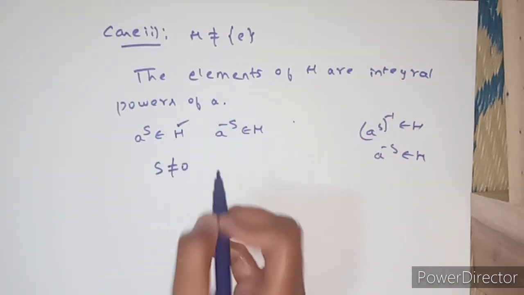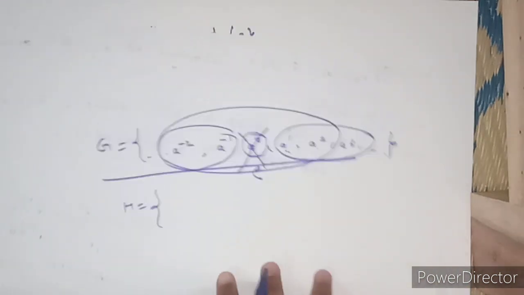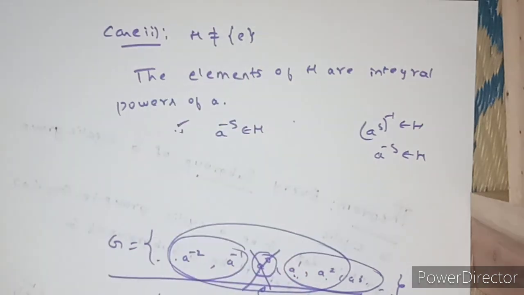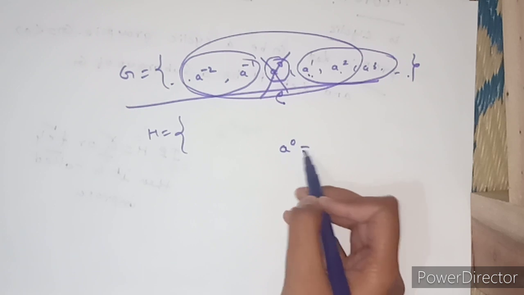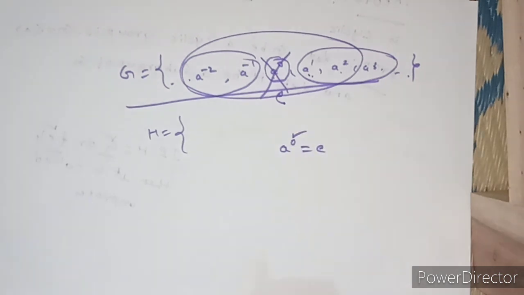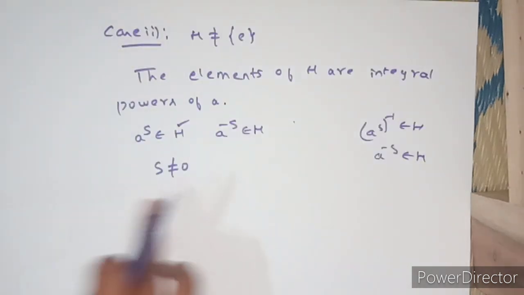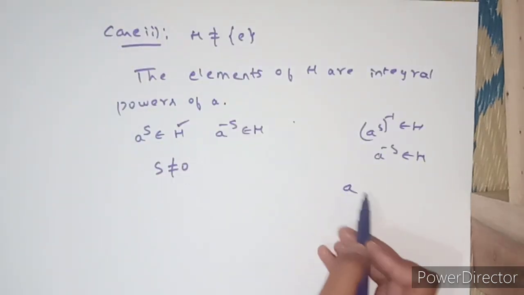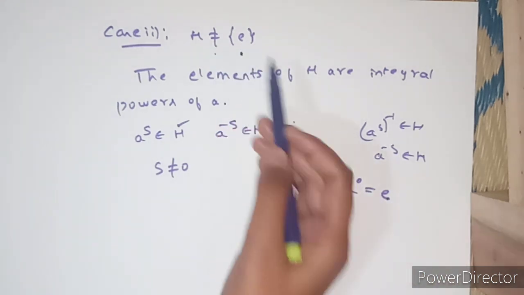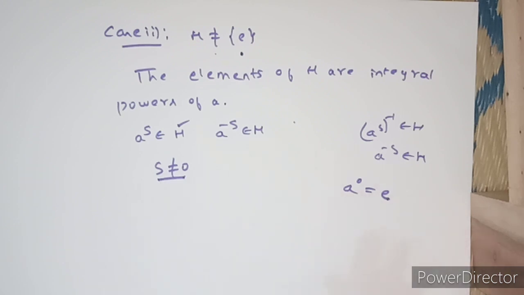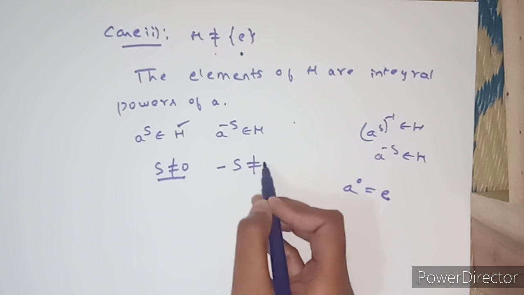Here s is not equal to 0. How is this possible? I have told you in case 2 we have considered H is not equal to {e}. H equals {e} only for a^0, right? So here s is not equal to 0. If s is equal to 0, then a^0 will be e. But in case 2 H is not equal to {e}. So s is not equal to 0 here, and -s is also not equal to 0.